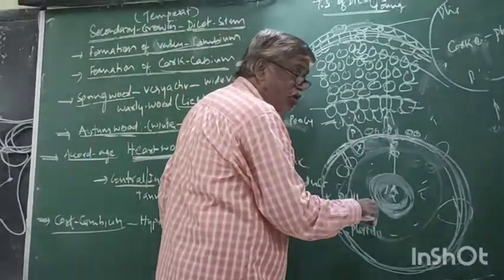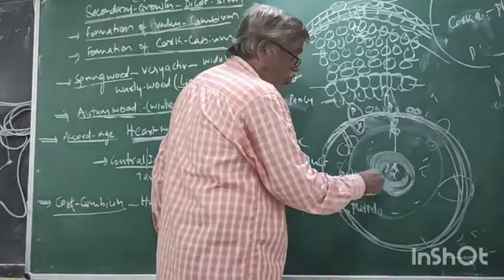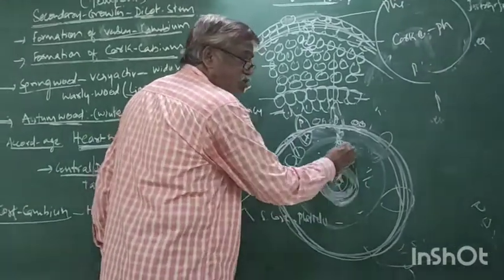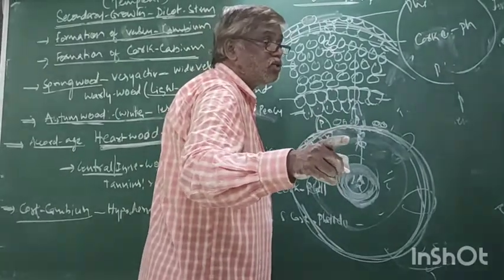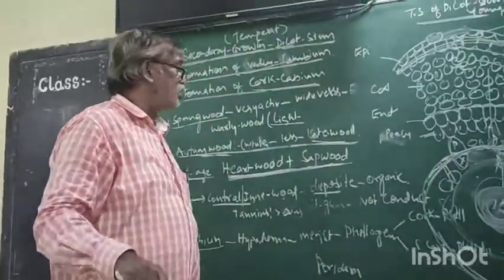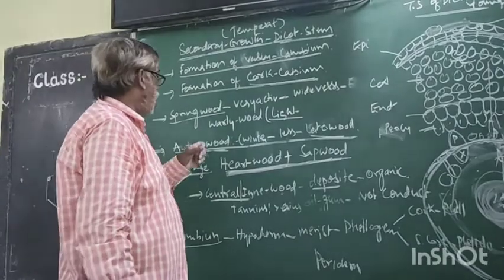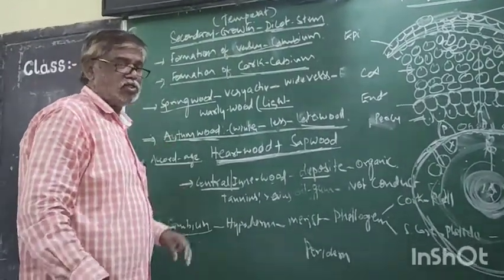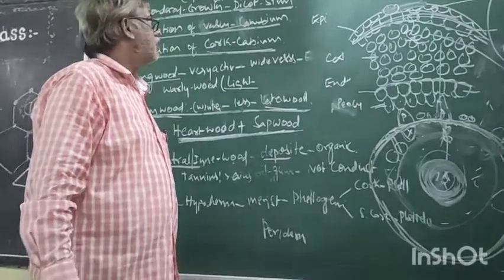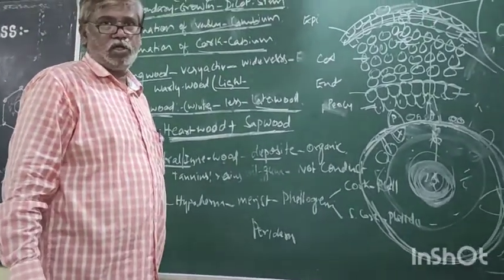But once again, it contains annual rings. The annual rings are based on external factors. Based on external factors, the secondary xylem is differentiated as springwood and autumnwood. This is about the secondary growth in dicot stem.